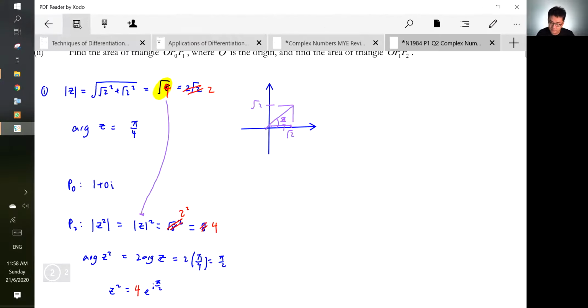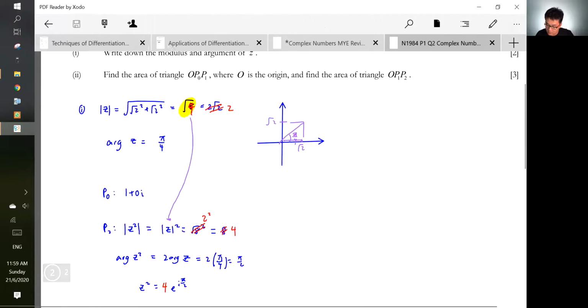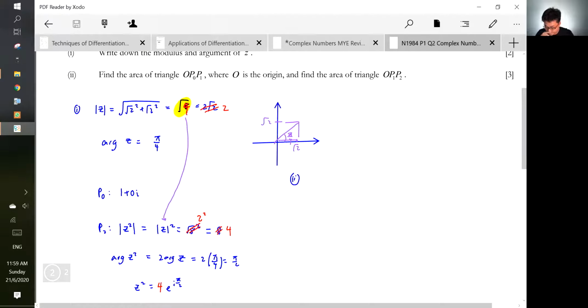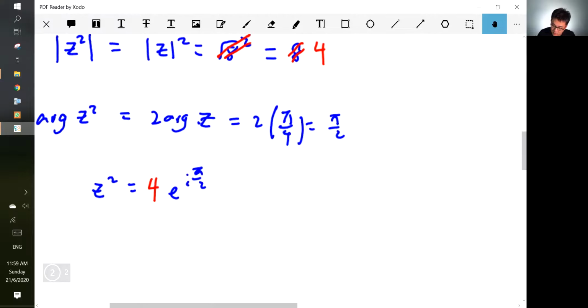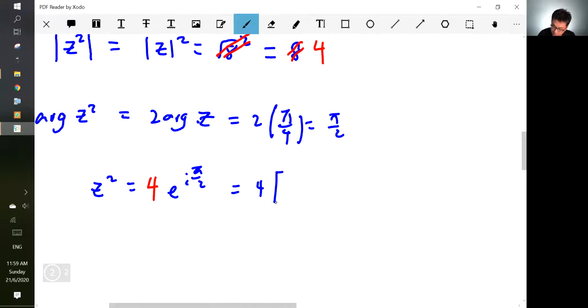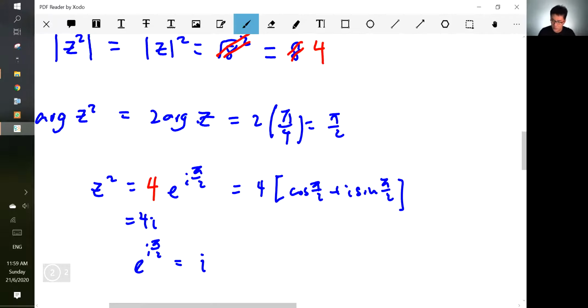We've got all the coordinates that we need. Changing to coordinate form will just be 4 times e^(i pi over 2). You should know what this is: this is 90 degrees, which is actually i. So this is 4i if you do it quick. But if you're not sure, you can just use pi over 2: cos pi over 2 is 0, so you get 4i as well.